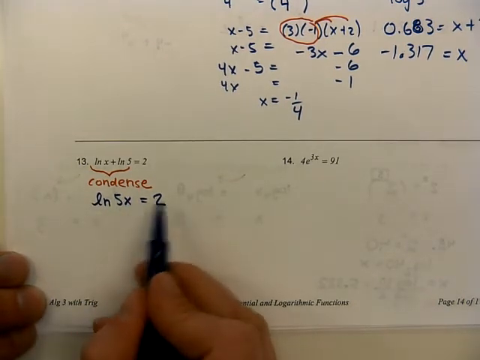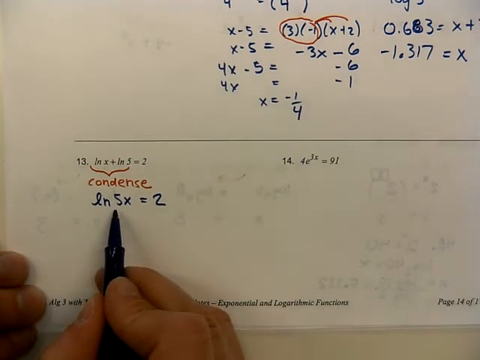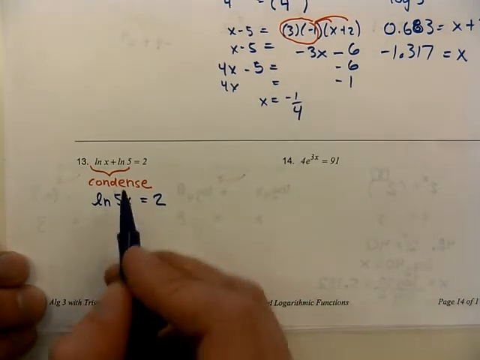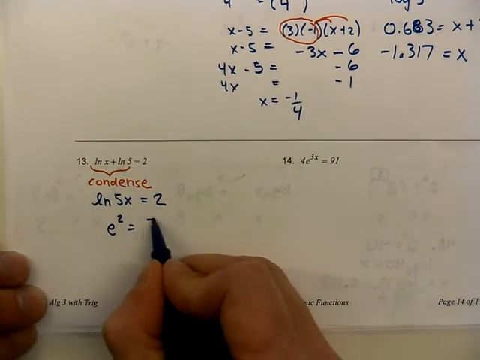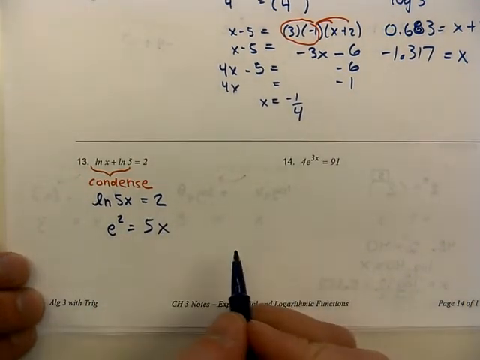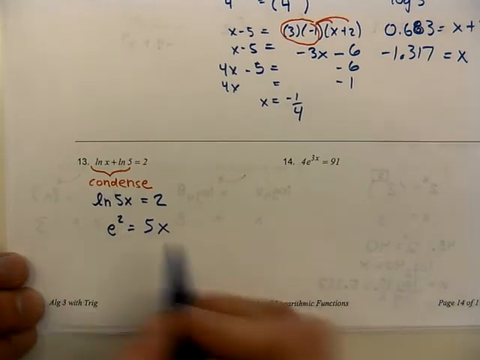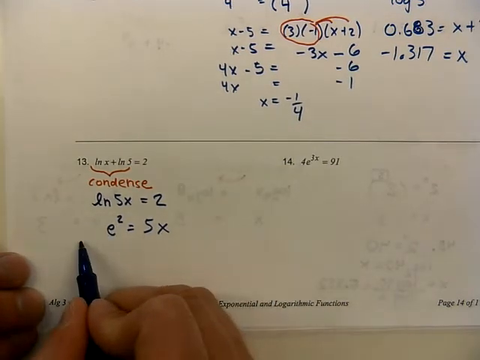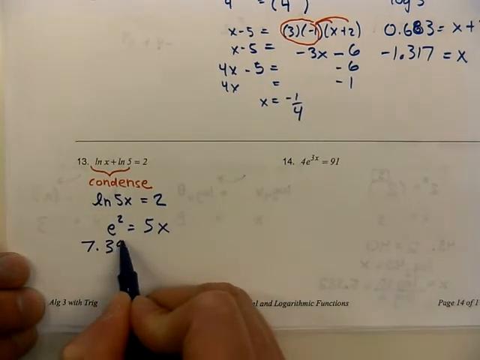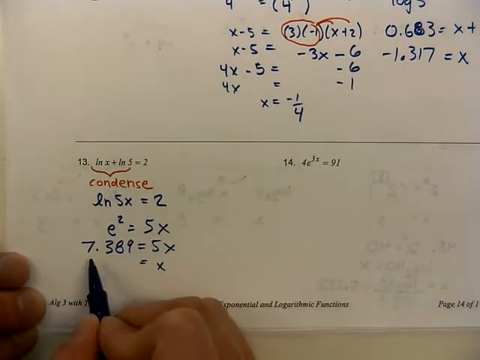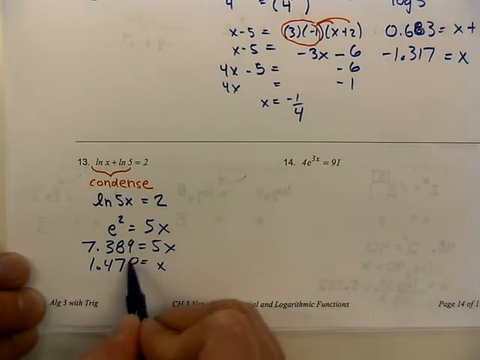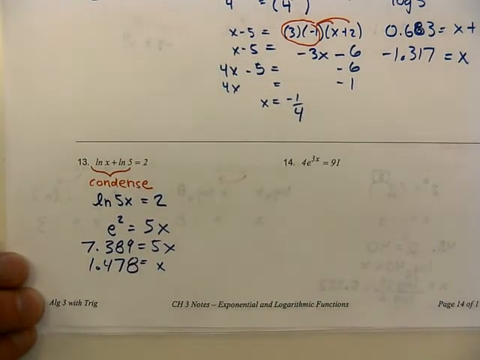So I can't make the bases the same because I have only one log on one side, so let's turn it into exponential form. This is the base of e. So e to the power of 2 equals 5x. And if you divide by 5, that's your exact answer, but let's turn that into a decimal. So my calculator tells me e squared is 7.389, and then I'll divide that by 5. So my final answer is 1.478.